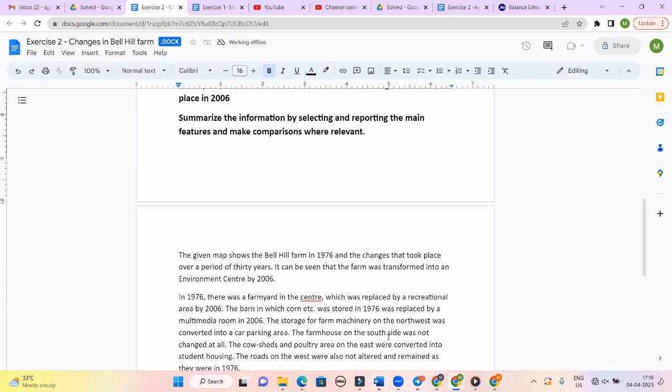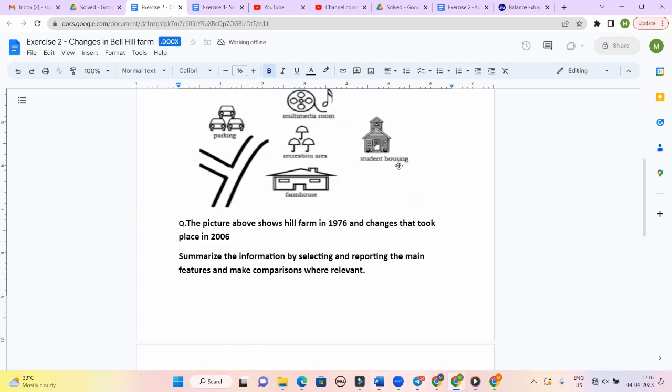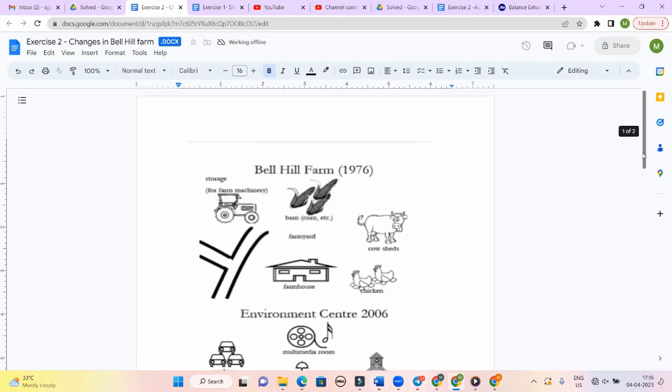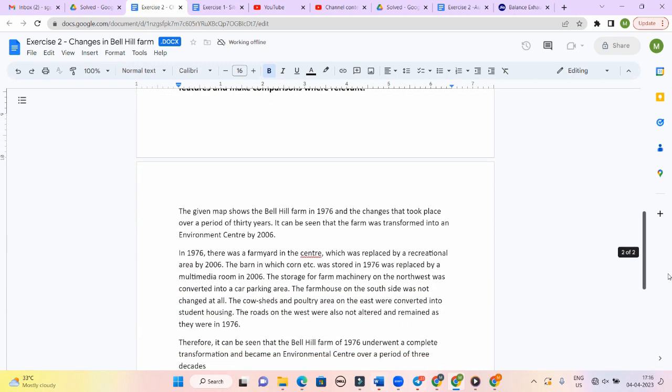The farmhouse on the south side was not changed at all. The cow shed and the poultry area on the east was converted into student housing. On the eastern side, as you can see, it is converted into student housing. Earlier it was a cow shed. So this is how the change has been made.